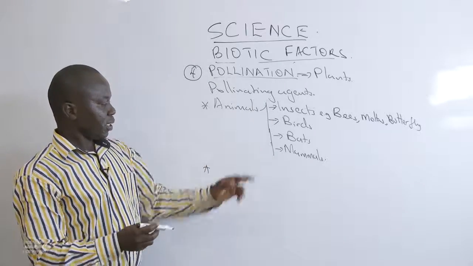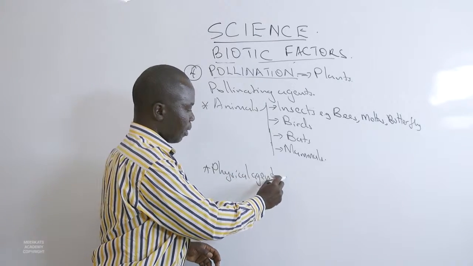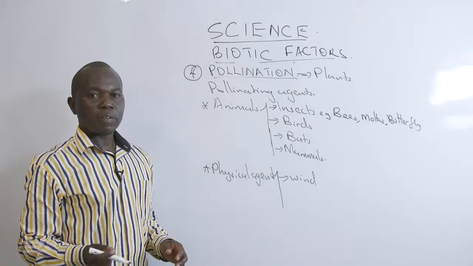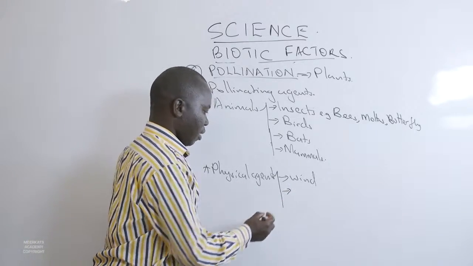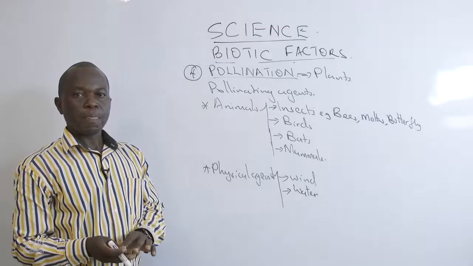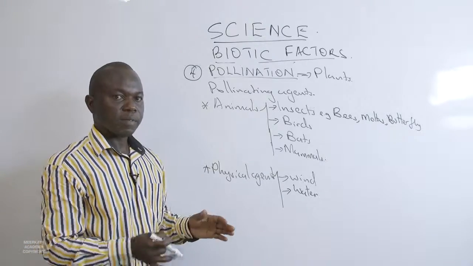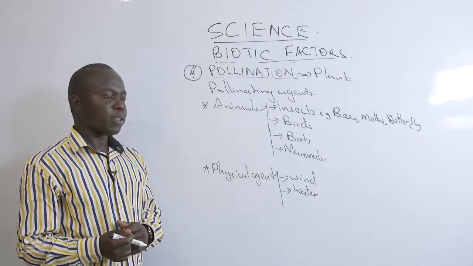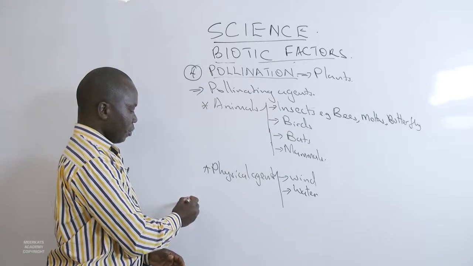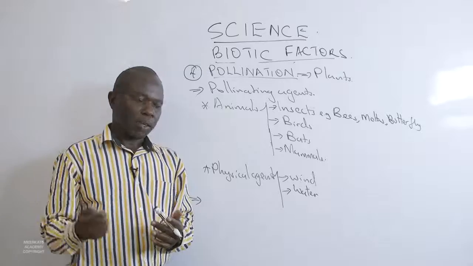The other category of pollinating agents, which we mentioned as physical agents, is majorly wind. That's why we have what you call wind pollinated flowers. The other physical agent is water. If plants are growing where we have a flow of water currents, it can also carry pollen grains from one flower to another flower of the same species. So these are called pollinating agents. How are they important? Pollinating agents are important because they can affect the distribution, abundance, and locality of other organisms.